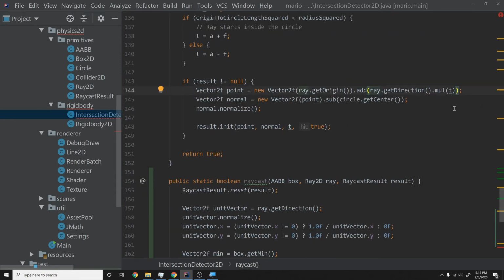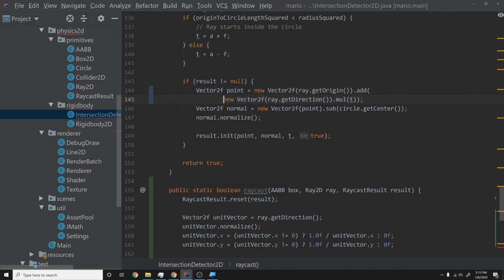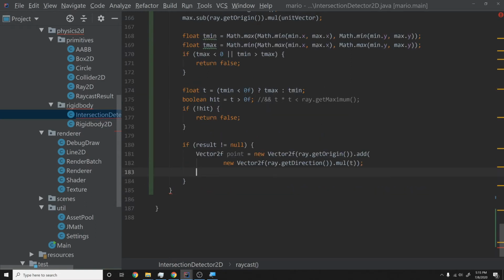Yeah, so this should be wrapped in a new Vector2f in the circle method. I'm going to do that real quick just because it's better. And what is the normal going to be? The normal is just going to be the opposite of our point, right? Our vector to our point.